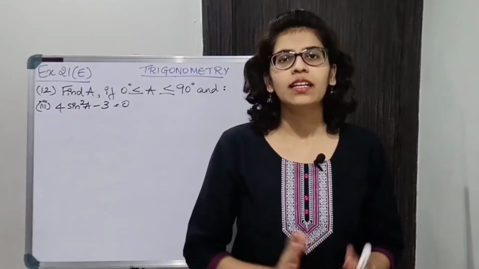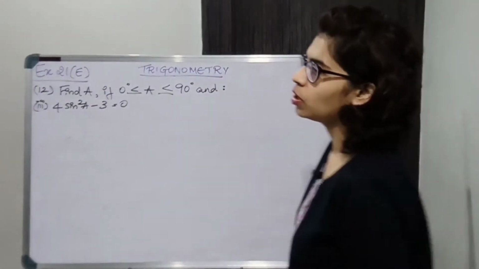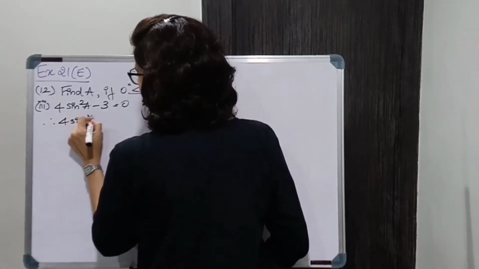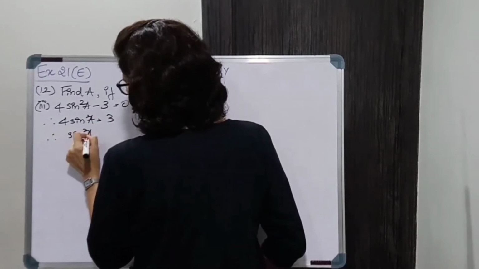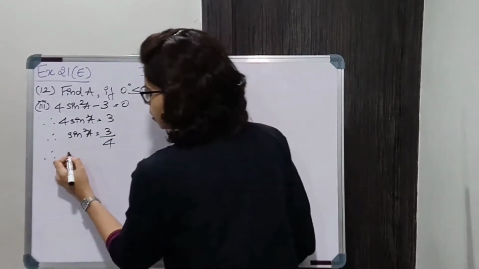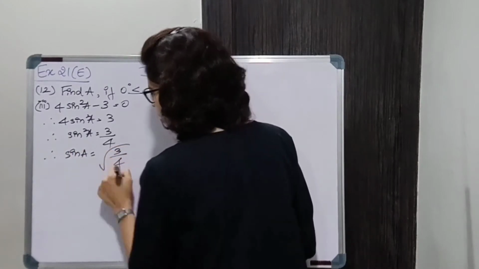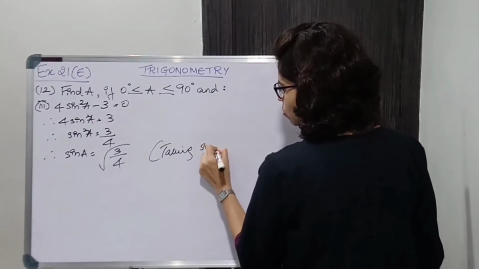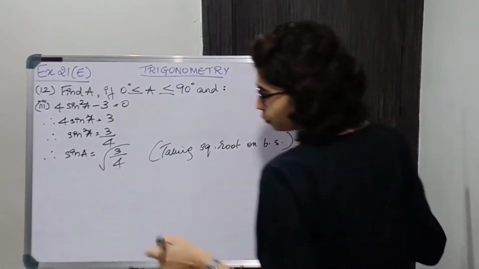Coming to sub question 3, 4 sin square A minus 3 is equal to 0. Let us solve this. 4 sin square A is equal to 3. Therefore sin square A is equal to 3 upon 4. Therefore sin A is equal to root of 3 upon 4, taking square root on both the sides. So you have to give reason, taking square root on both the sides. Don't use short forms, please.